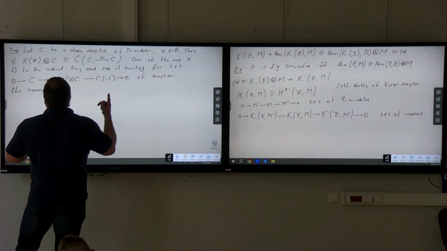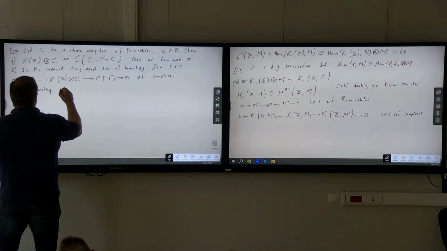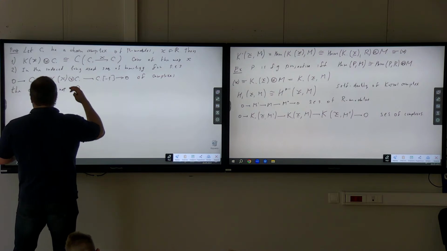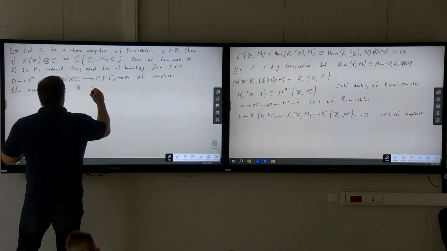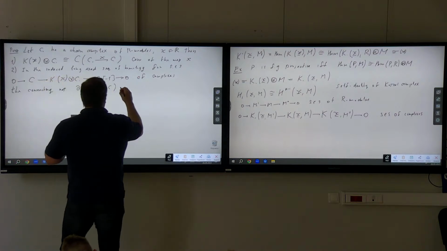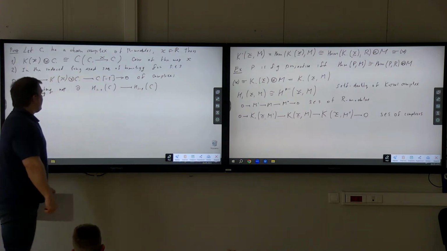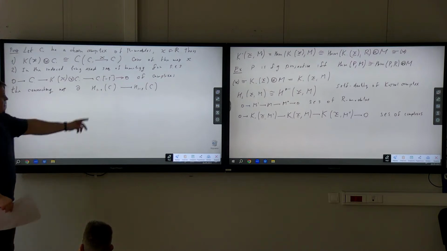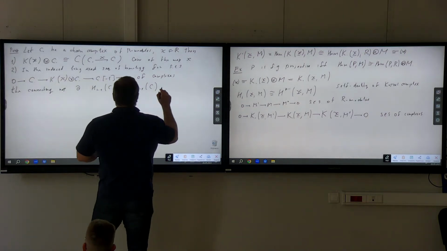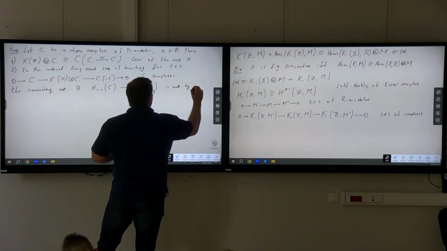So the important claim in part 2 is that the connecting homomorphism for the short exact sequence, say this is delta, goes from H_{i-1} of C to H_{i-1} of C. Notice that my connecting map is correct because I have this shift of minus 1. So this is indeed the connecting homomorphism, and it lives here. It is multiplication by x.